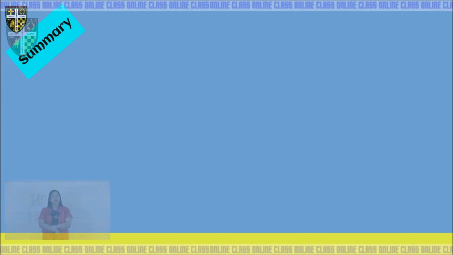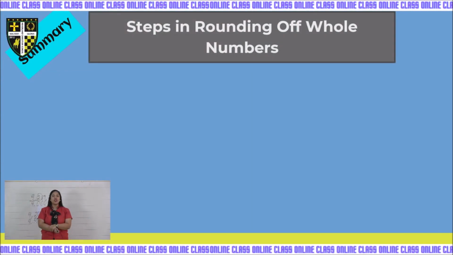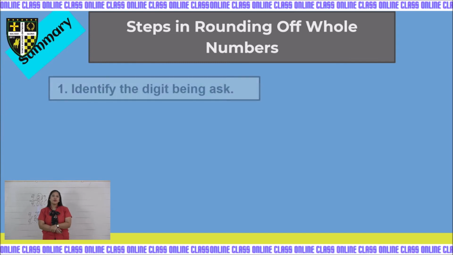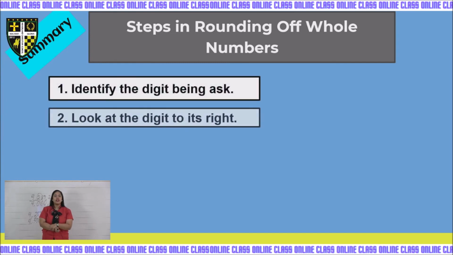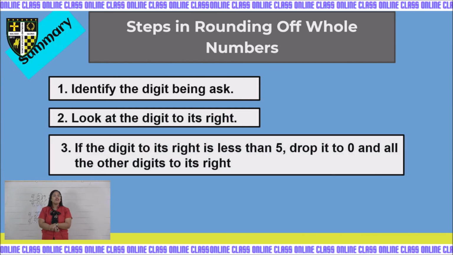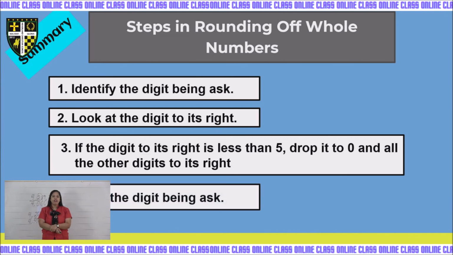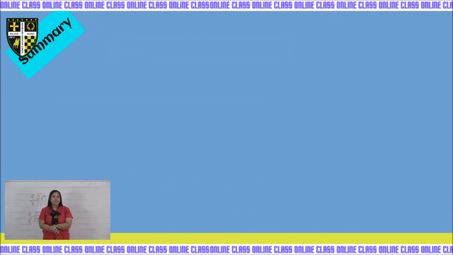And we also have steps in rounding off whole numbers. First one, we will identify the digit being asked. Next, look at the digit to its right. If the digit to its right is less than 5, we will just drop it to 0 and all the digits to its right. And lastly, we copy the digit being asked.